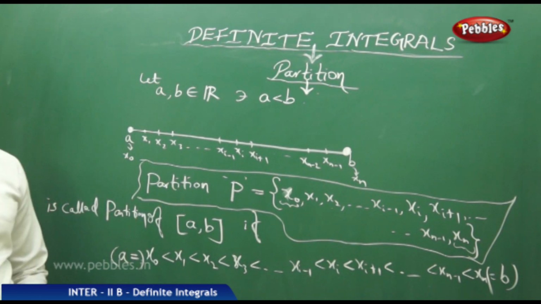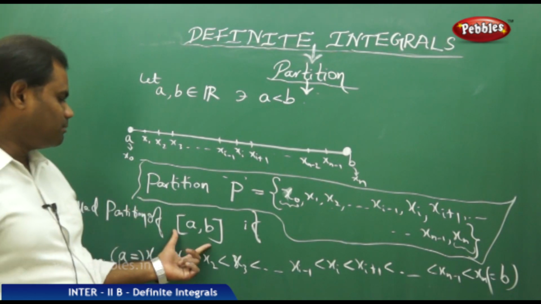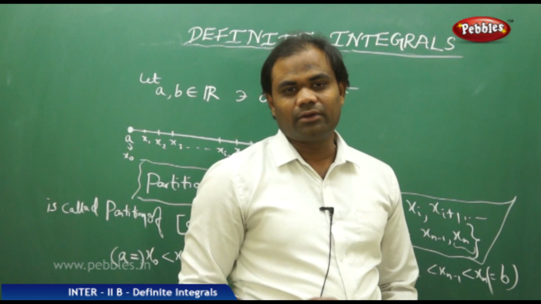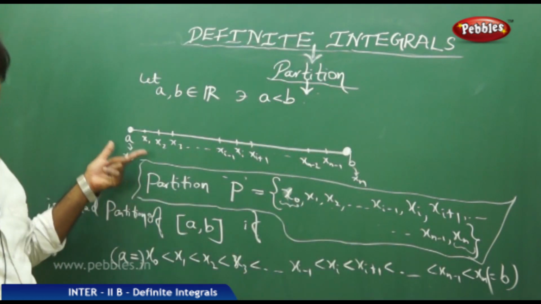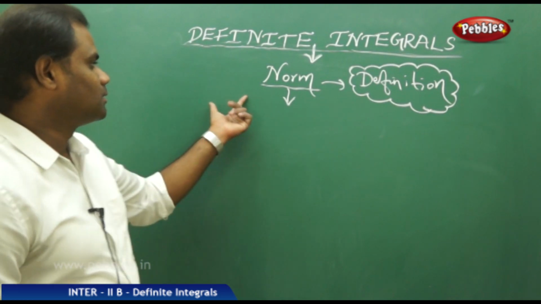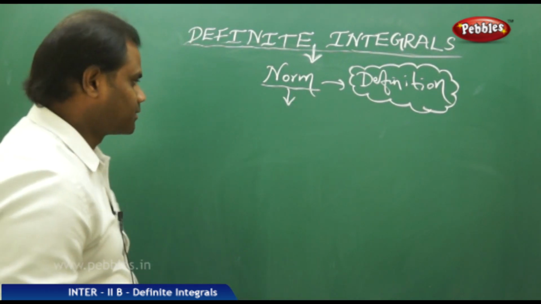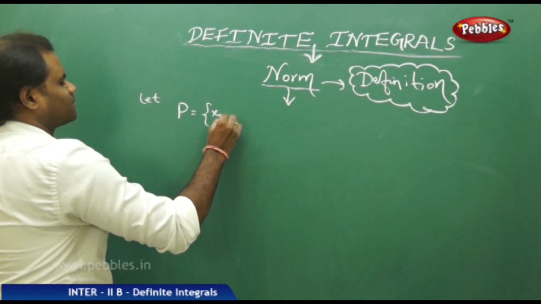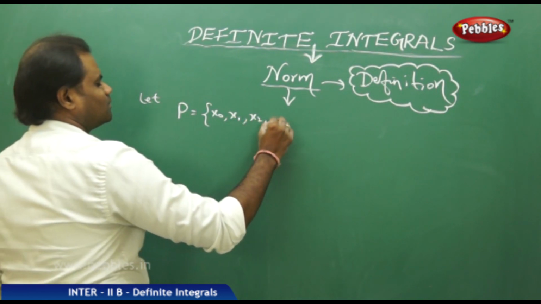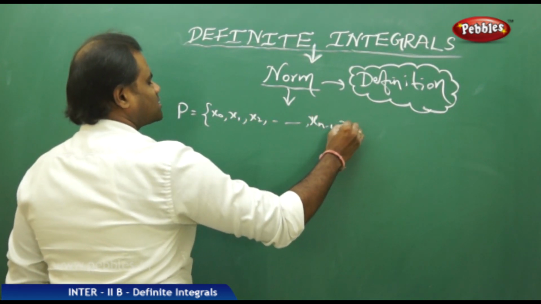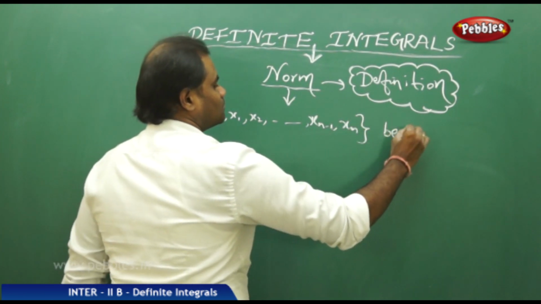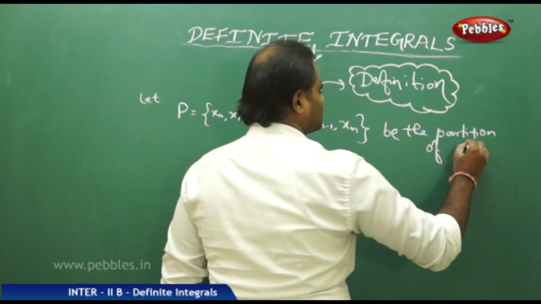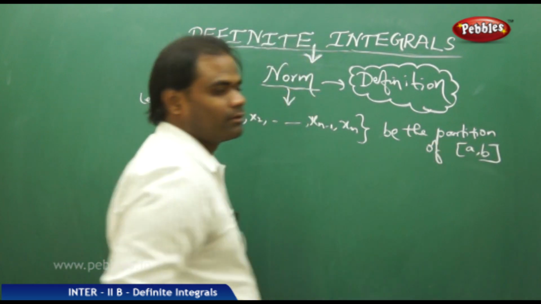That is how we define it. Therefore, a partition of the closed interval AB is x0, x1, x2, and so on till xn, where a and b are real numbers on the number line. Now next, let's define the norm of the partition. That is, let P equals x0, x1, x2, up to xn be a partition of AB, where a and b are real numbers.